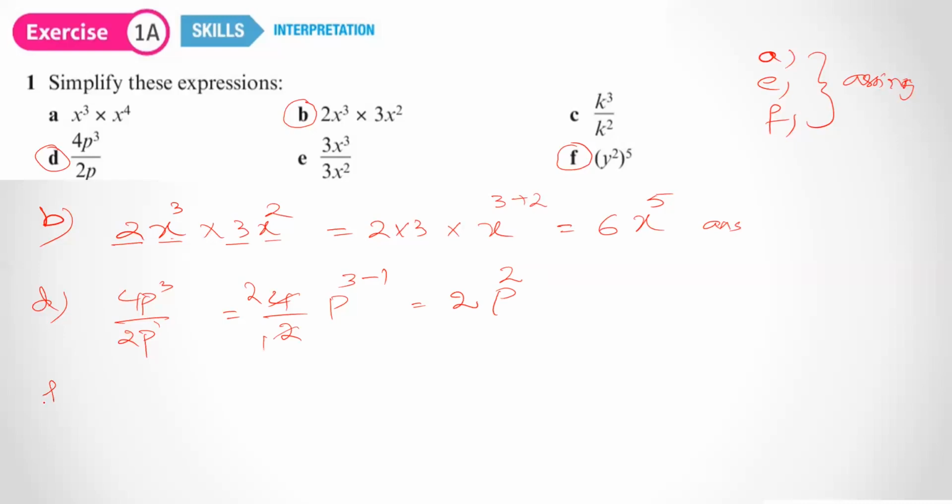Now we check out F. This shows y power 2 whole power 5. So as you remember this third law of index, this one was a power m, power n equals a power m times n. So same way we shall apply the values. y power 2 times 5, this will be y power 10.